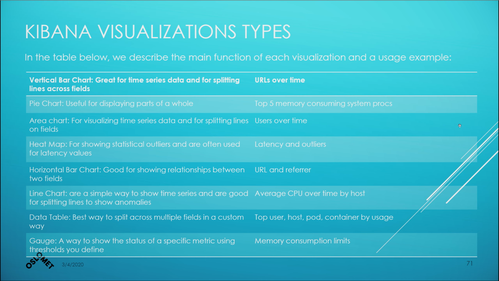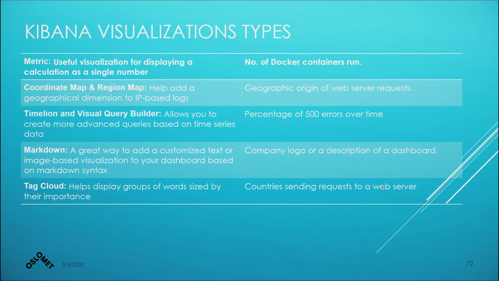There is a small table here, not very small, but you can still see some visualization examples. For example, area charts are for visualizing time series data and for splitting lines on fields, used for something in a timed manner. So that's the classical way of doing things. Or a line chart, a simple way to show time series and split lines to show anomalies, like CPU usage over time. That's just a simple example.